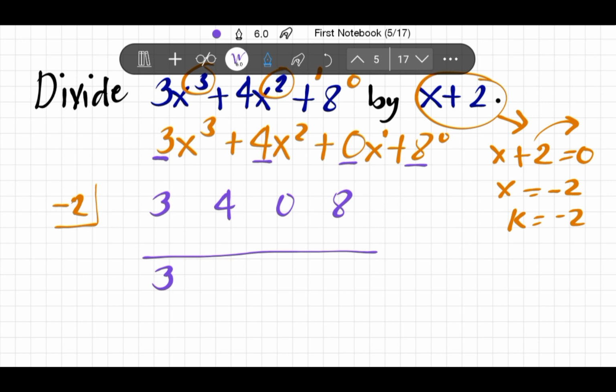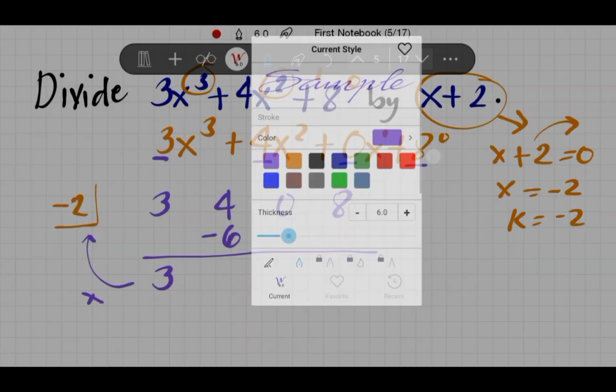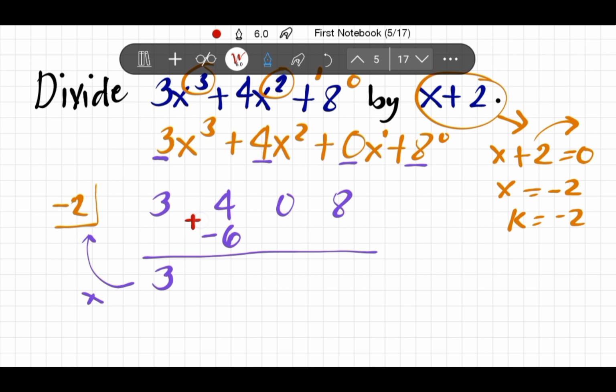After bringing down the leading coefficient, you multiply the leading coefficient by the k. So it will be 3 times negative 2. 3 times negative 2 is negative 6. And you need to write the product in the second column. And then after that, add 4 and negative 6. So 4 plus negative 6 is negative 2.